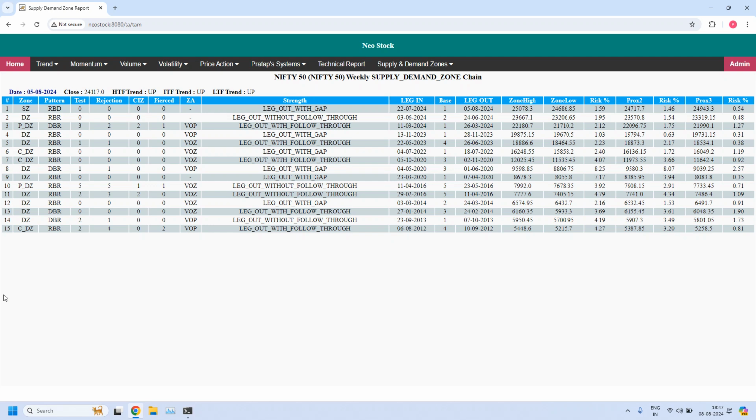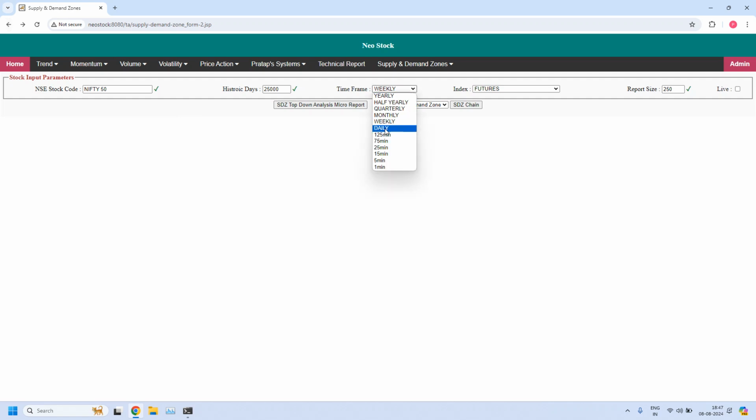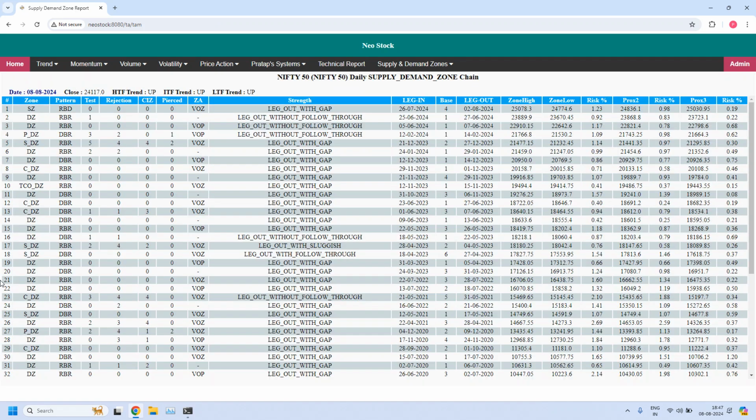Okay, the next time frame is daily. Now I am generating daily supply demand zone chain for Nifty.